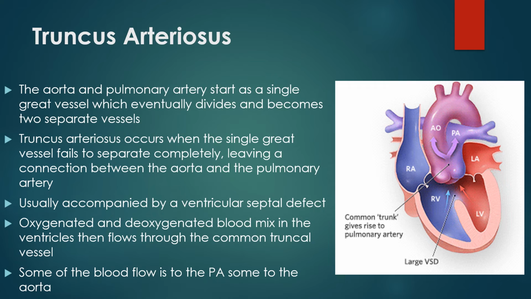It's usually accompanied by a VSD as well, which allows some mixing to occur if you end up having too much flow in the aorta and not enough in the PA, and vice versa. Oxygenated and deoxygenated blood mix in the ventricles and flows through the common truncal vessel. Some of the blood flows to the PA, some to the aorta. Shunt causes cyanosis in the overloaded pulmonary circuit. So you've got pulmonary circulation overload, and you've got deoxygenated blood going down the aorta to the tissues.